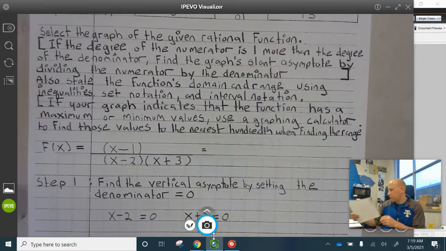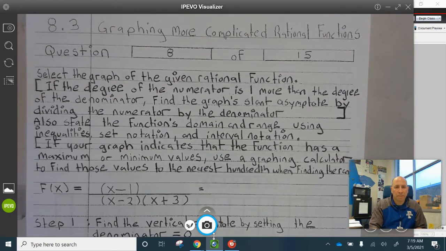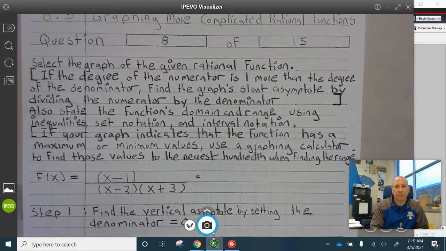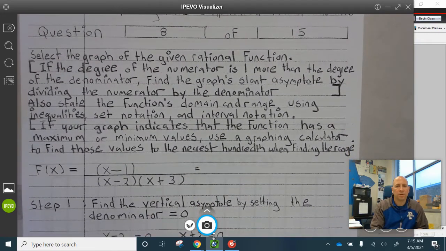All right, let's take a look at question 8. Select the graph of the given rational function. If the degree of the numerator is 1 more than the degree of the denominator, find the graph slant asymptote by dividing the numerator by the denominator. Also state the function's domain or range using inequality set notation and interval notation. If your graph indicates that the function has a maximum or minimum value, use a graphing calculator to find those values to the nearest 100 when finding the range.